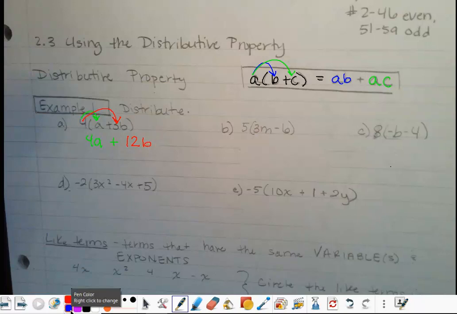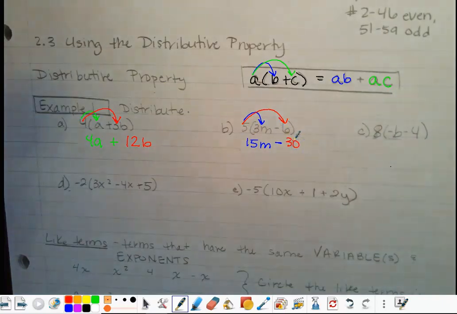All right, the next one, B, 5 times 3M. Well, 5 times 3 is 15. There's M. We're bringing down the subtraction sign because that's what we had. And then 5 times 6 is 30. Done. That's our distributive property.